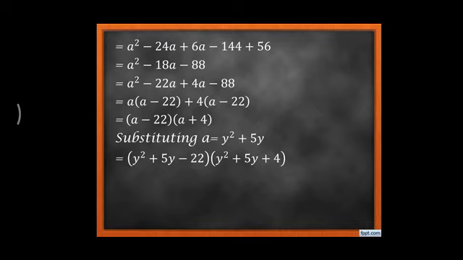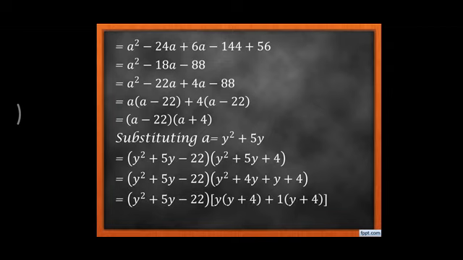Now we cannot factorize the first bracket because there are no factors of 22 such that the sum or the addition will get 5. Okay, so we leave it as it is, but we can factorize the second bracket because we have factors of 4 such that the addition is 5, that is 4 ones are 4 and 4 plus 1 is 5. So we will split y square plus 4y plus y plus 4.